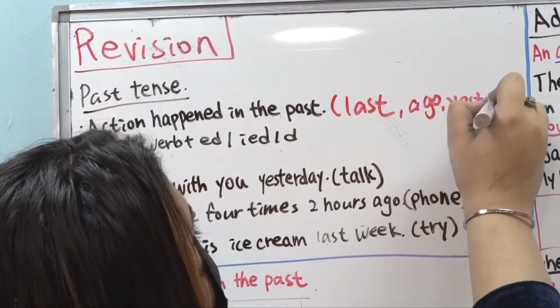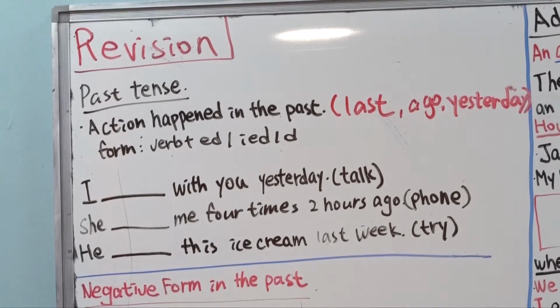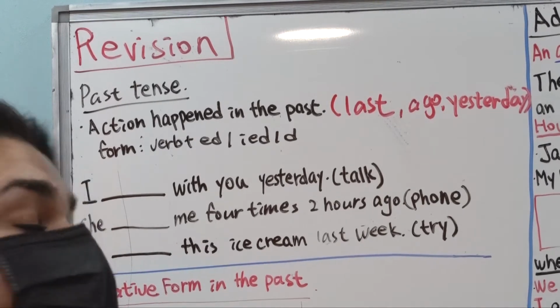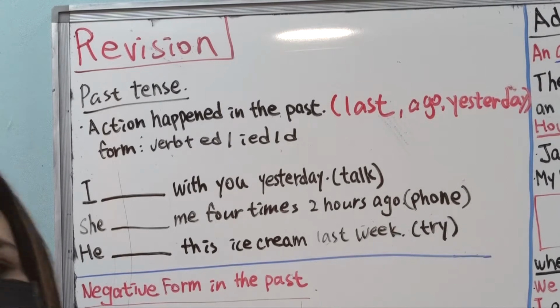So this kind of words in a sentence tells us an action happens in the past. Just like last week, last month, last Monday, last Friday, right? And for ago, it can be 2 days ago, 2 years ago, 3 hours ago, right? And yesterday, you know the meaning of yesterday, right?